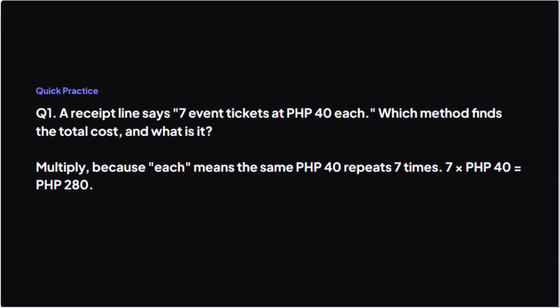The answer is multiply because each means the same 40 pesos repeats 7 times. So 7 times 40 pesos is equal to 280 pesos. I hope you got the correct answer.